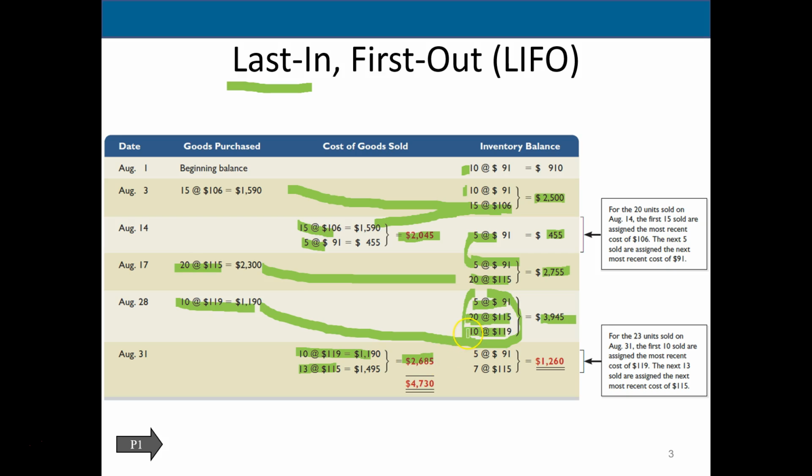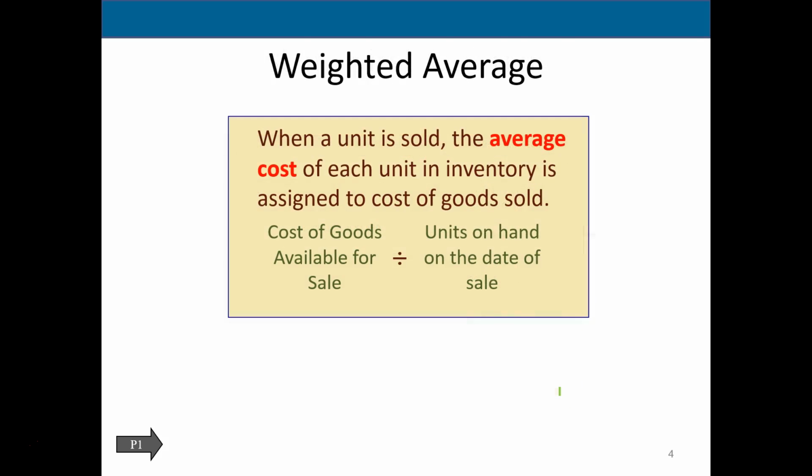What do we have left? Well, we sold all of these 10 at the 119, and then we sold 13 of these 20, leaving us with 7 of the 115 left, and we didn't eat into any of the 5 at the 91. Those are still there, leaving us with ending inventory of 1,260. Now we're going to take a look at the average method.